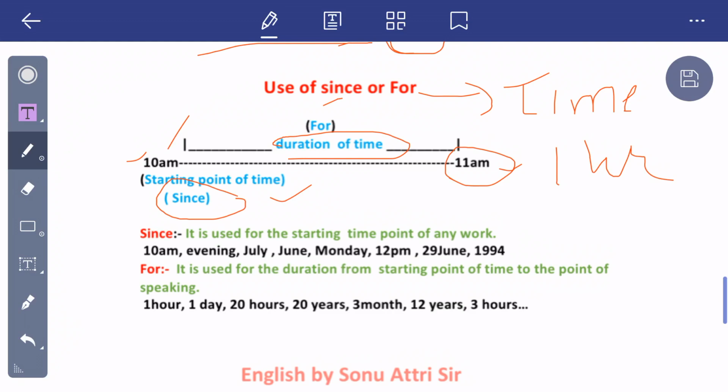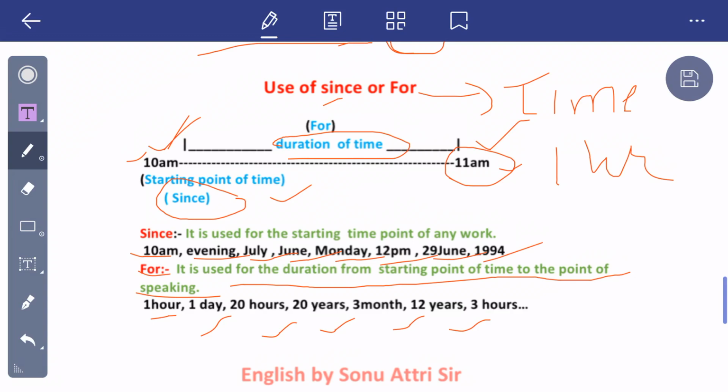Some other examples to make you clear: I have given 10 a.m., evening, July, June, Monday, 12 p.m., 29 June 1994. And for the use of for, it is used for the duration from the starting point of time to the point of speaking. Suppose I say 1 hour, that the class was of 1 hour from 10 a.m. to 11 a.m. So one day, 20 hours, 20 years, 3 months, 12 years, 3 weeks. So it means it is the duration of time.